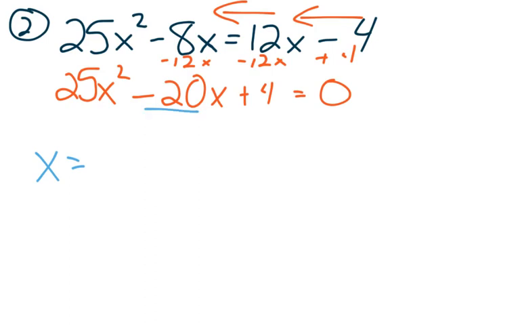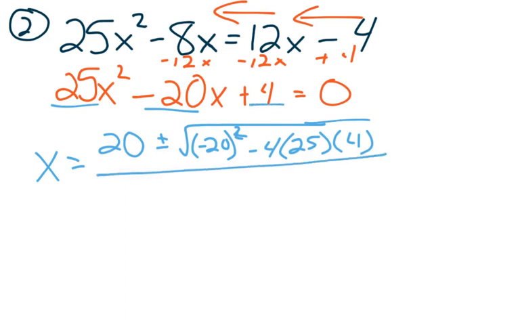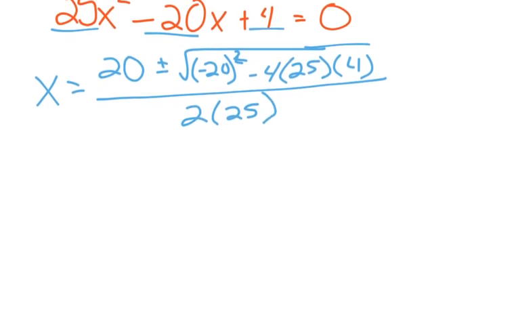B in this case is negative 20, so we're going to have positive 20 plus or minus the square root of b squared, so negative 20 squared, minus 4 times my a value. A is 25 in this case, times my c, which is 4. Okay, that's c. And that whole thing gets divided by 2 times my a value, which is 25. So it's not always going to be 1, but that's okay. It's still the same formula.